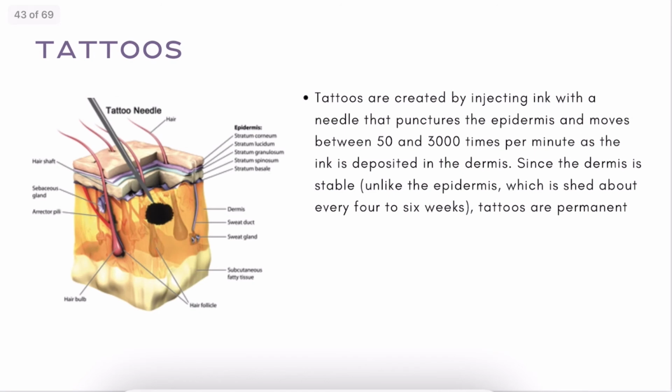So let's talk a bit about tattoos. This is something that's just good to know. Again, tattoos are created by injecting ink with a needle that punctures the epidermis and moves between 50 and 3,000 times per minute as the ink is deposited in the dermis. However, they can fade over time due to exposure to sunlight, improper healing, picking scabs, and flushing away of ink particles by the lymphatic system.